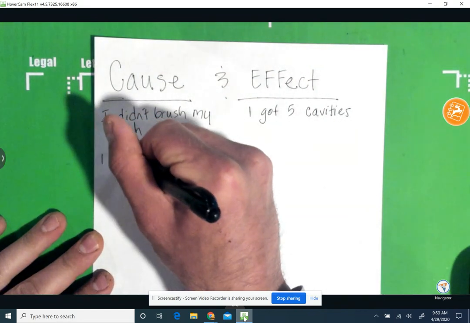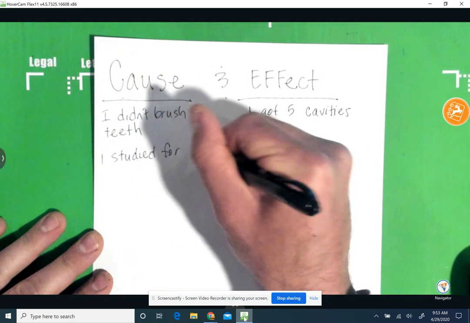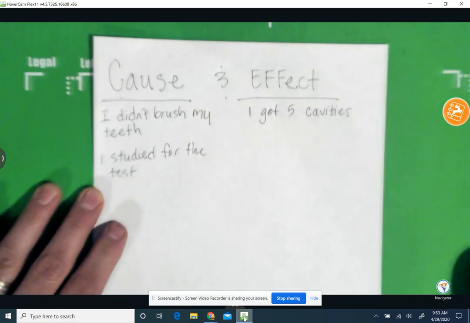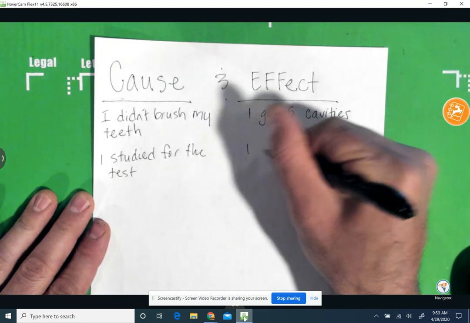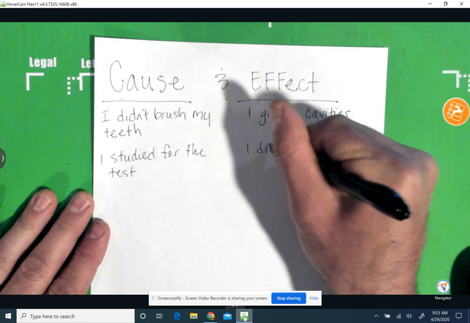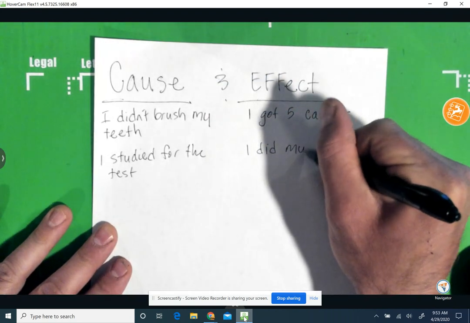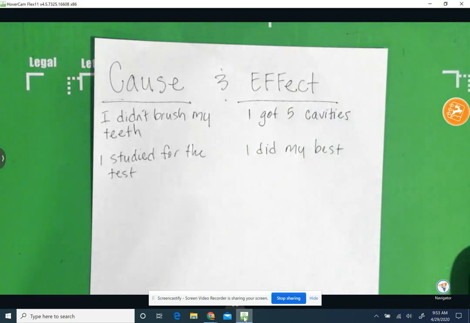Studied for the test. And because you studied for the test, you did the best that you could, or I passed. Okay. Cause and effect.